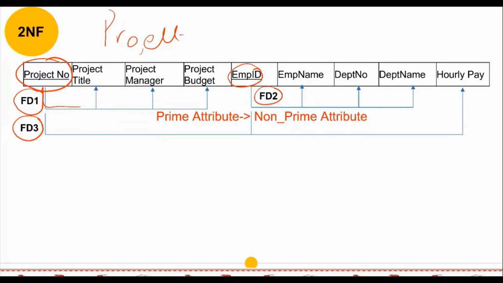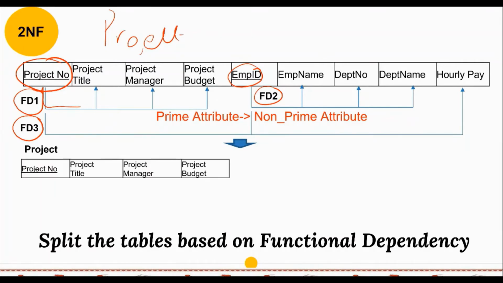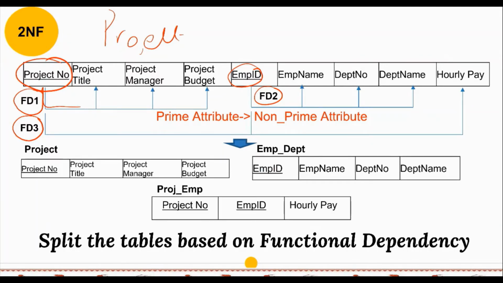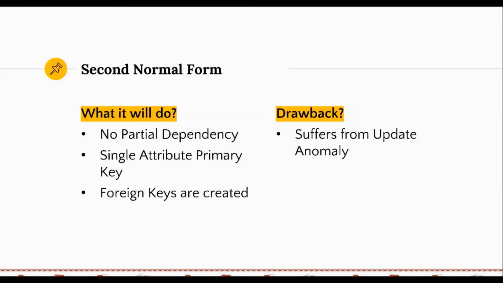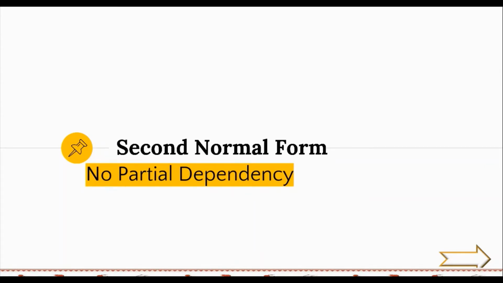So to avoid this, we split the tables based on the functional dependency. So we get three tables: one is project, the other one is employee department, and the third one is project employee. So this will satisfy your second normal form. So second normal form means there is no partial dependency. Single attribute primary keys are created, foreign keys are created, and it also suffers from update anomaly. So second normal form means no partial dependency.